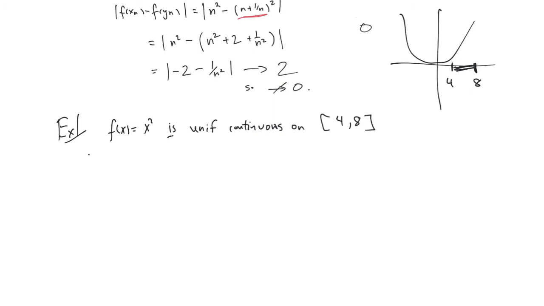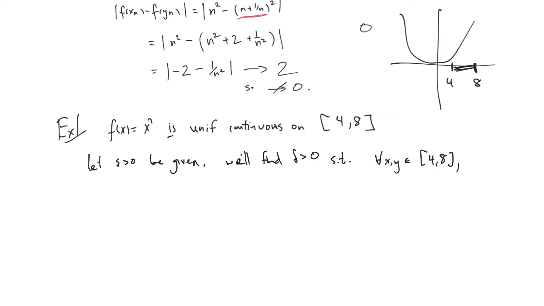So I say let epsilon greater than 0 be given. And then we'll find delta greater than 0 such that for all x and y in this interval, 4 to 8, we need absolute value of x minus y less than delta implies absolute value of f of x, that is to say x squared, minus f of y less than epsilon, right?